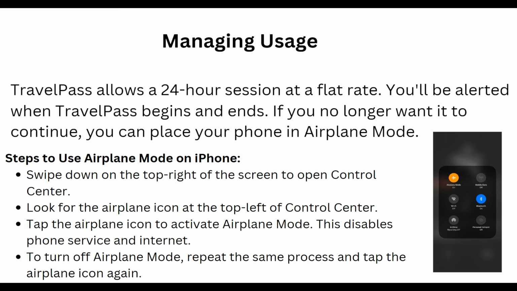Steps to use airplane mode on iPhone: swipe down from the top right of your screen to open the control center. Look for the airplane icon at the top left corner of the control center. Tap the airplane icon to activate airplane mode. This disables phone services and internet. To turn off airplane mode, repeat the same process and tap the airplane icon again.